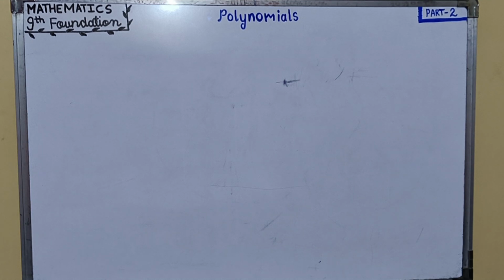Today we are going to learn class 9th Mathematics chapter Polynomials part 2. In this part we will learn many new things related to polynomials. We will learn the types of polynomials based on degrees and terms.